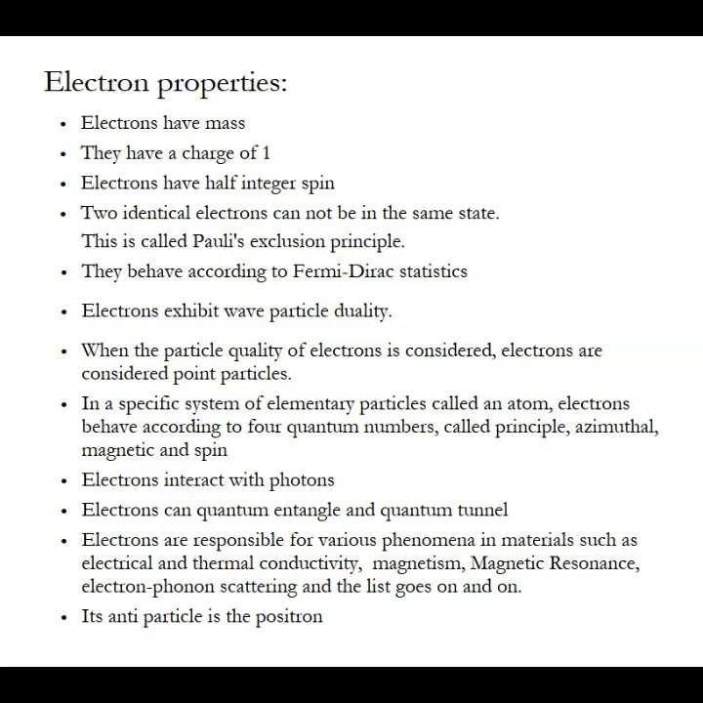In an atom, electrons have 4 quantum numbers. These are known as principal, azimuthal, magnetic and spin. Electrons interact with photons, can quantum entangle and quantum tunnel. Electrons are responsible for various phenomena in materials such as electrical and thermal conductivity, magnetism, magnetic resonance, electron-phonon scattering, and the list goes on and on. Its antiparticle is a positron.